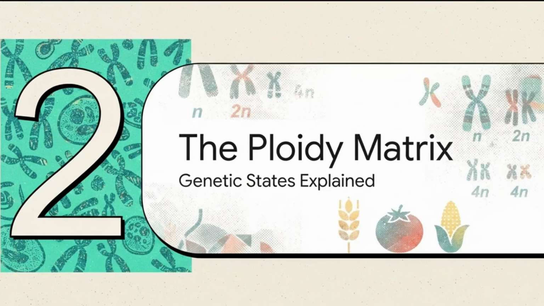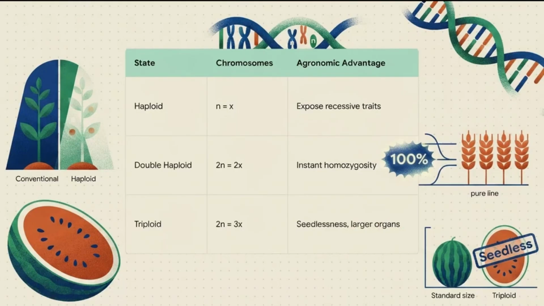Moving right along to Section 2, the Ploidy Matrix Explained. Let's talk about genetic states. A plant's chromosomal state completely dictates its ultimate agricultural potential. Think of it like this. Haploids, which have just one single set of chromosomes, allow us to totally expose hidden recessive traits. Then you have double haploids, which give us instant 100% pure genetic lines. And triploids, well, those yield the seedless, physically massive crops we all love. Each of these states plays a hugely crucial role in the modern breeding pipeline.